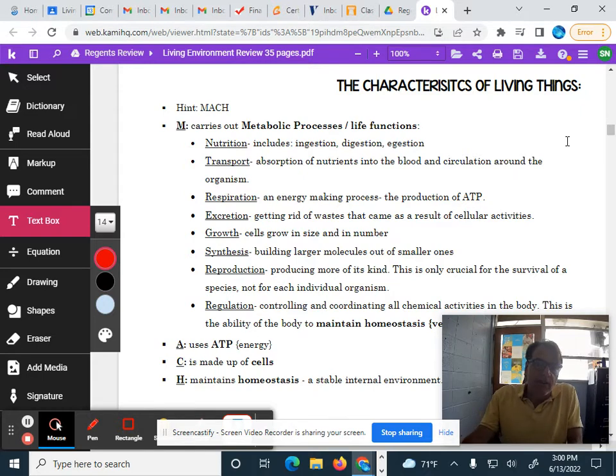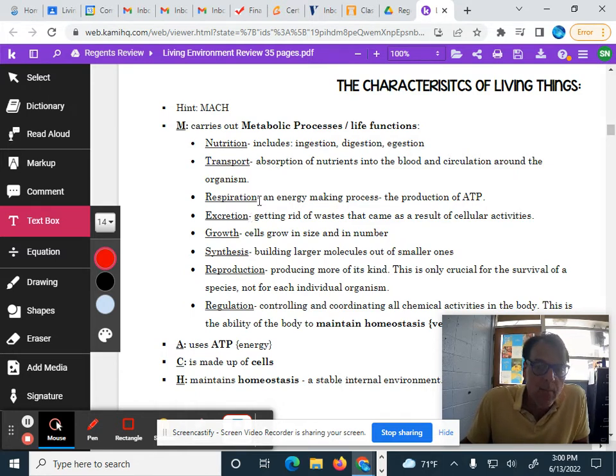Okay, characteristics of living things. Some important terms. Nutrition includes ingestion, digestion, and egestion. Okay, ingestion, taking it in, digestion, breaking it down, egestion, getting rid of waste. Excreting is another way to say getting rid of waste.